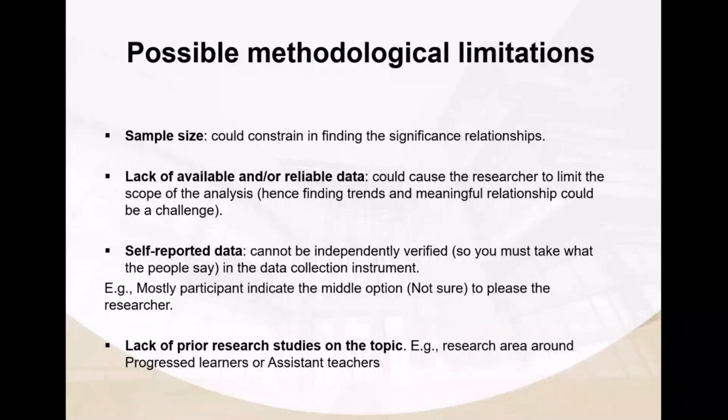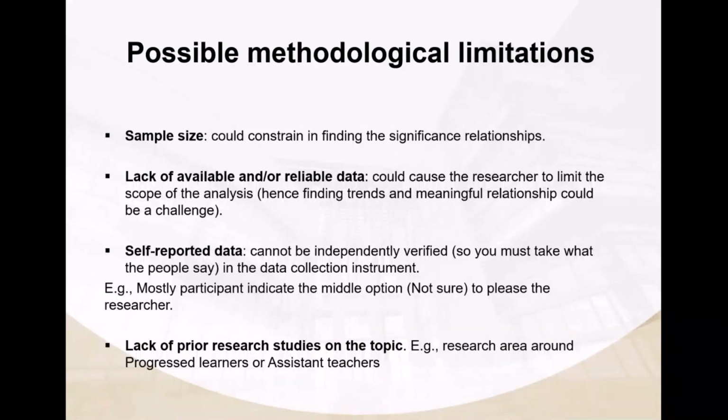Lack of prior research studies on the topic could also be a limitation, all right? And I've given that with a purpose. Why is this a limitation? There was one of the students who was writing about progressed learners. I think it was even before COVID. I remember we used to have a face-to-face workshop with the students by then. She was writing about progressed learners somewhere in 2018, 2019, before COVID. Even though COVID came in 2019, South Africa started to have lockdowns in 2020.